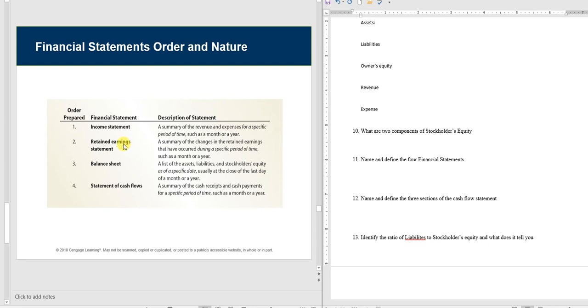The retained earnings statement, remember there are 2 components of stockholders' equity, is earnings that are kept by the business, so it's a summary of changes in retained earnings. We'll go into those later. The balance sheet is just the accounting equation, assets equals liabilities plus stockholders' equity on a specific date. Notice the income statement, retained earnings statement, and cash flows cover a period of time, whereas the balance sheet is as of a specific date.